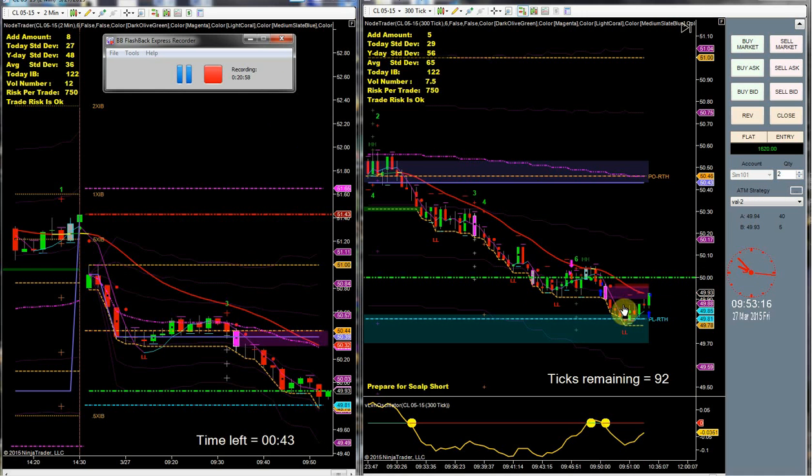Alright, another opportunity coming up right here, but I'm going to pass on that. We got a lower low here in this level right here. So that would be a great opportunity to trade, but I'm done for the day.